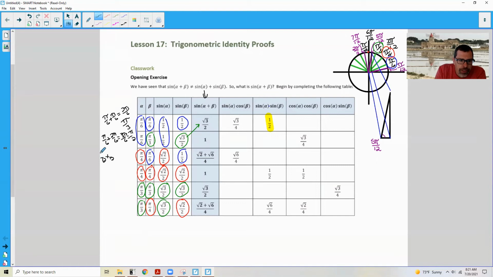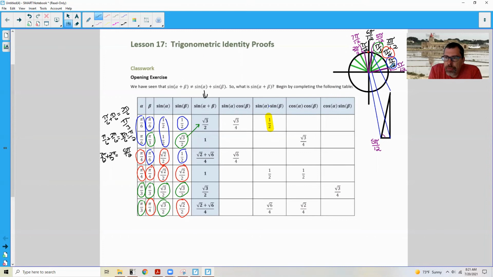Pi over 4 is 3 pi over 12. You have to multiply 4 by 3 to get 12. And this would be 2 pi over 12. 3 pi over 12 plus 2 pi over 12 is 5 pi over 12. So this is why I did this diagram.